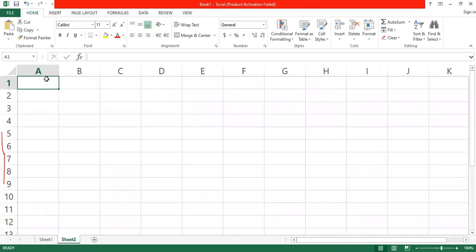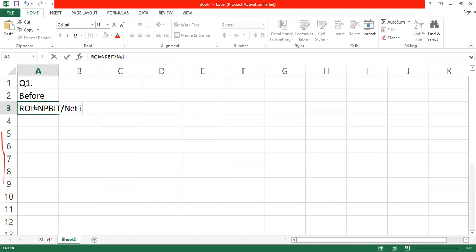So that is question one, isn't it? Yes. Okay. Question one. So we are going to do before and after. Before, we have our ROI equal to net profit before interest and tax over net investment, am I correct? All of this multiplied by 100.